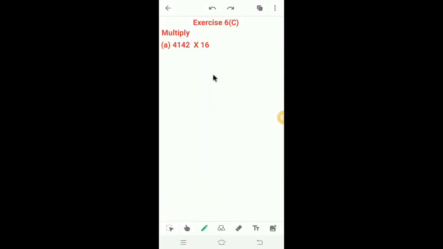Dear students, in the last class we learnt multiplying larger numbers by two-digit numbers. Today we will solve exercise 6C. In that first one, 4142 into 16. Here we have to multiply 4142 by 16.